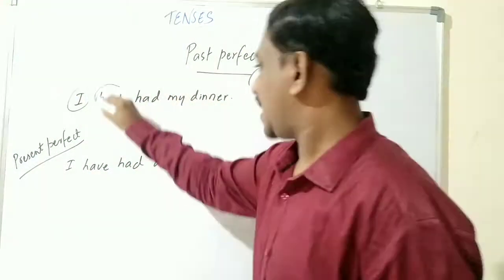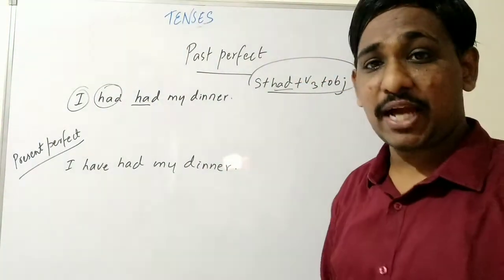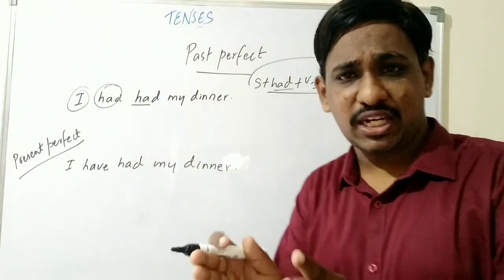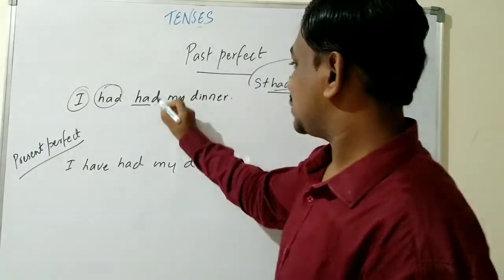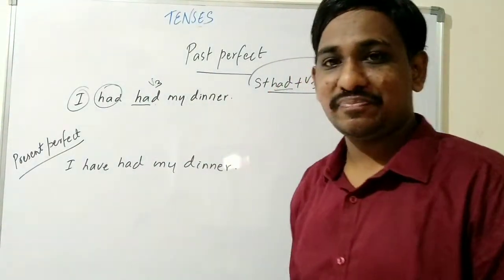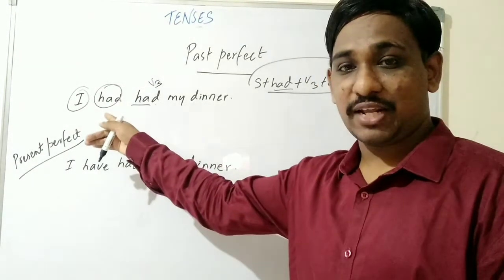Had, yes, had is there. One more had. How will it come? So according to V3 form, have, had, had. So we are using this had according to V3, not according to this formation, auxiliary verb.